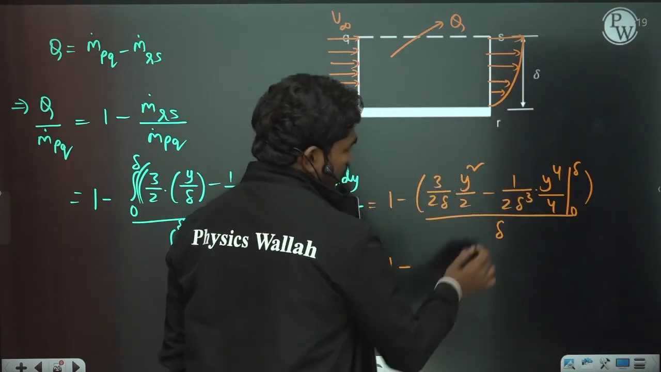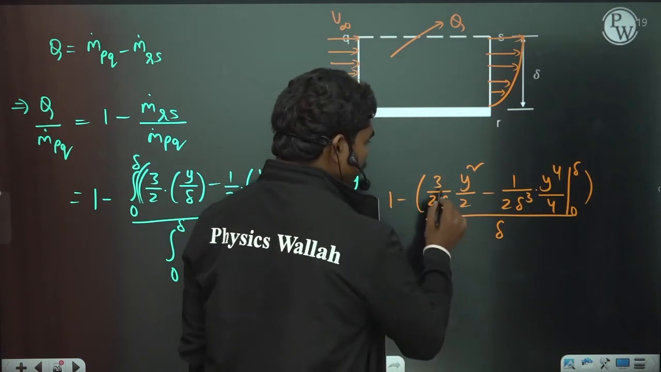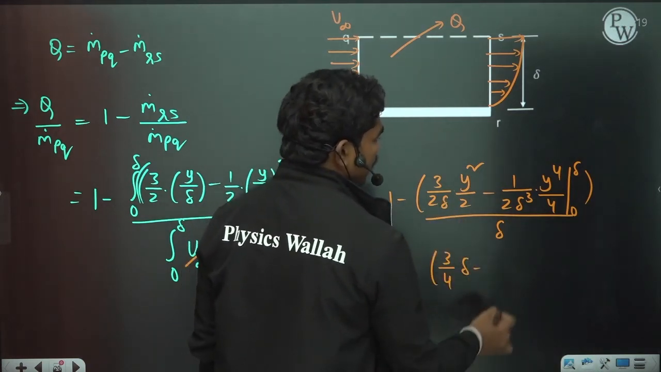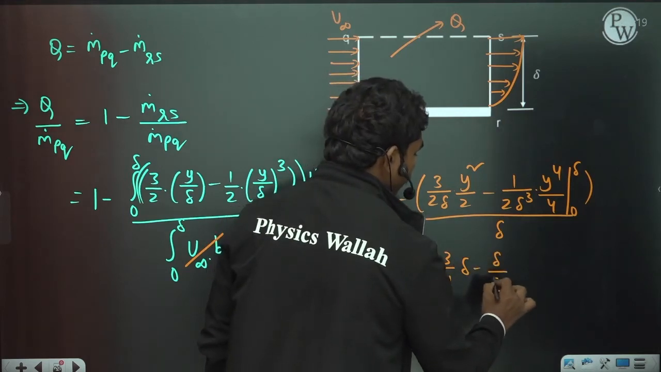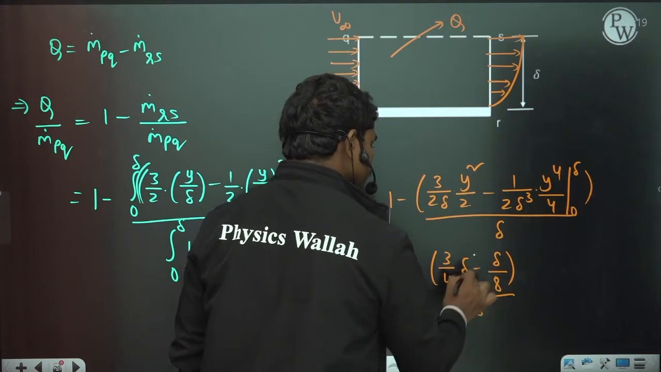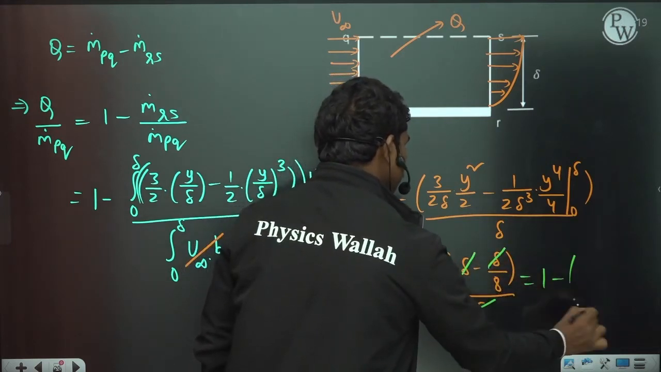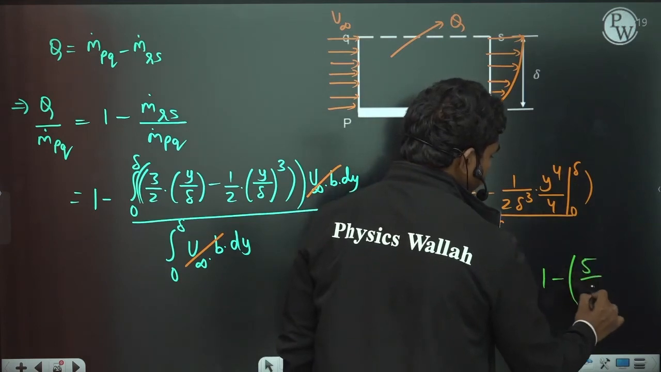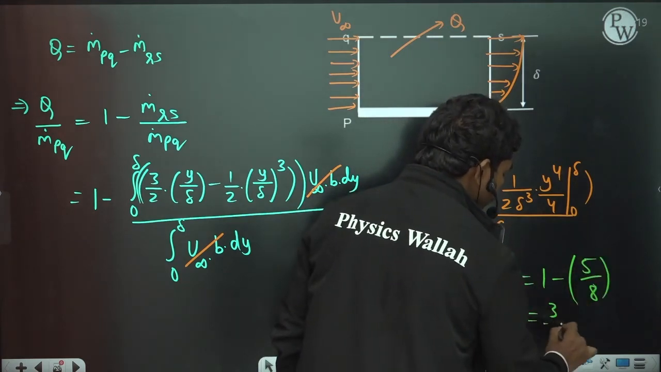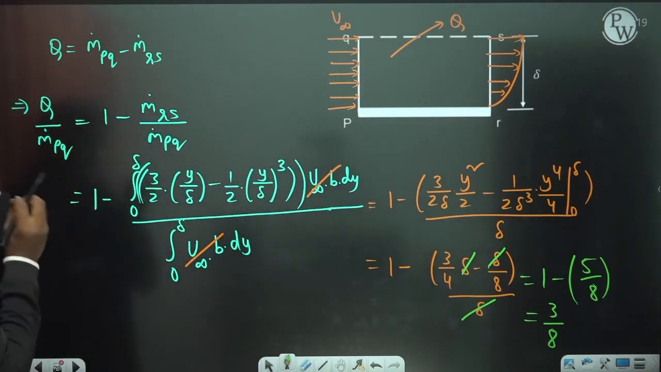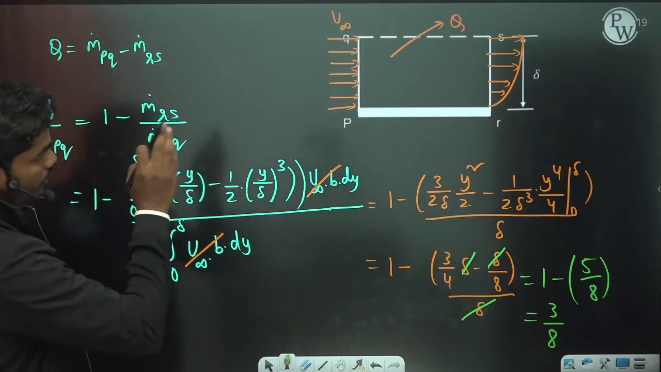So 1 minus, let us simplify this. We have 3 by 4 times delta minus delta by 8, divided by delta. So this delta cancels out, so 1 minus 3 by 4 minus 1 by 8, which is 6 by 8 minus 1 by 8, so this is 5 by 8. So total 3 by 8 is the value. So this much fraction of mass is actually passing through that section QS.